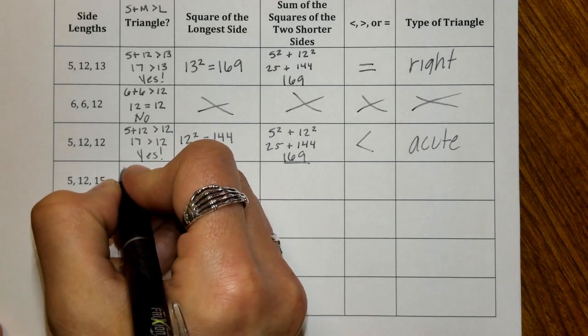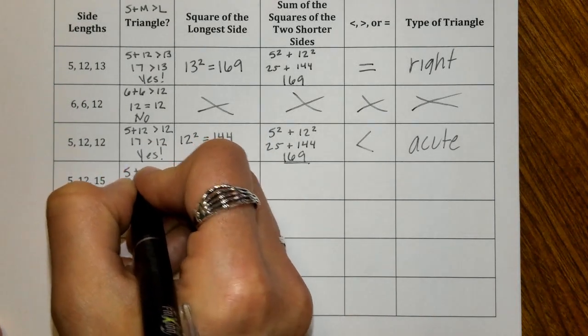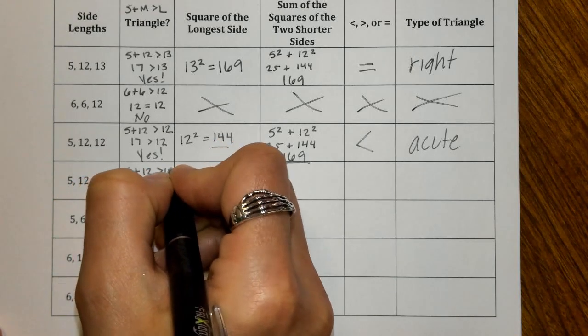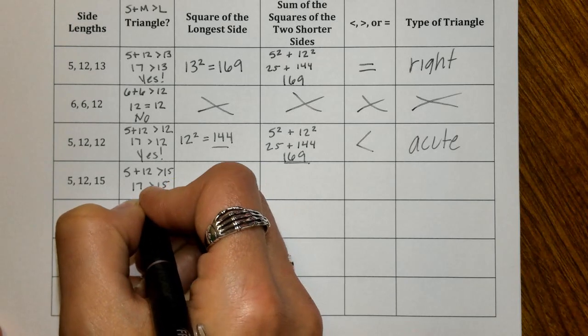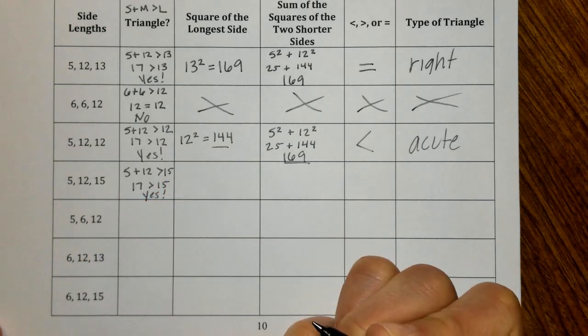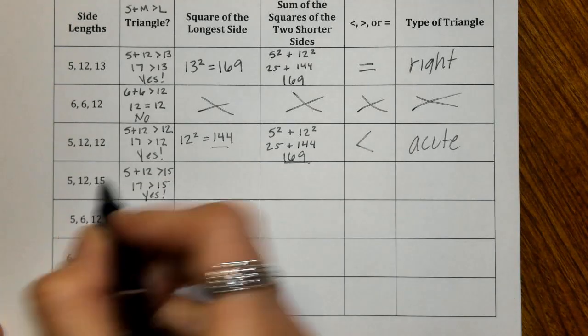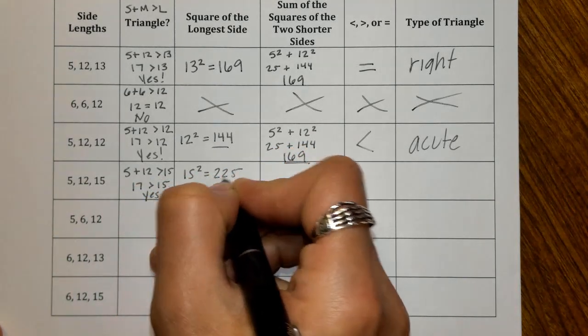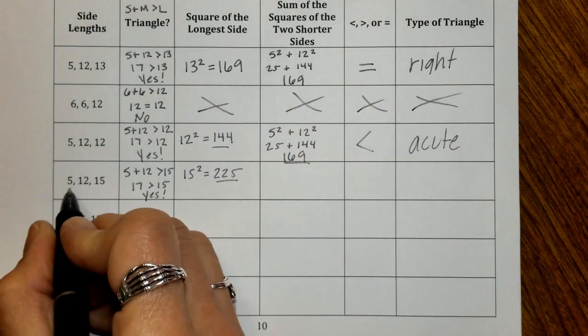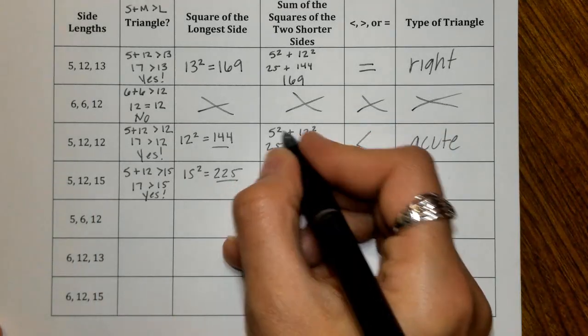Next, take our smaller two sides, 5 plus 12, compare it to the 15. We end up with 17 is greater than 15. All right, we have a triangle. Let's move forward. Largest side, 15 squared. We get 225. We're going to compare this in a minute. Take the other two, the 5 squared and the 12 squared. No, we already have it up here.